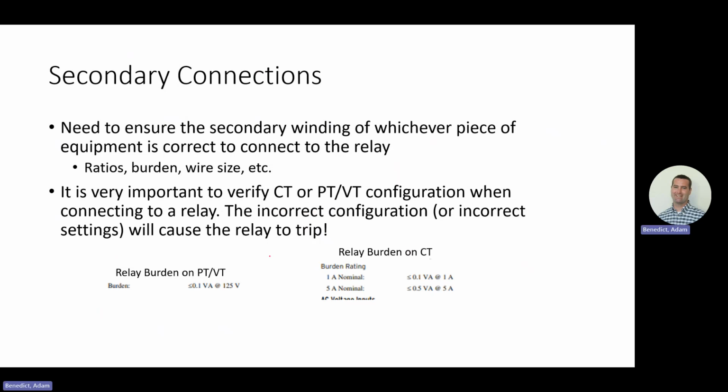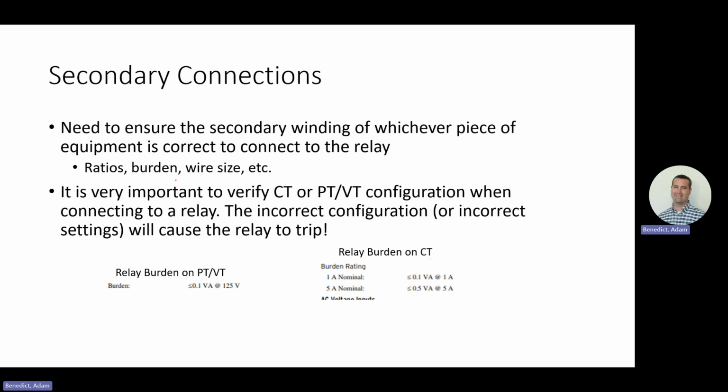Secondary connections need to ensure the secondary winding of whatever piece of equipment is correctly connected. And we're looking at all the ratios, burdens, wire sizes. That's one we haven't talked about. Wire size can dictate whether or not your relay is going to saturate. So for a CT, I think the smallest I've seen installed is a 12, definitely no 14 gauge. But most utilities use a 10 gauge for all their CTs to help lessen the burden.